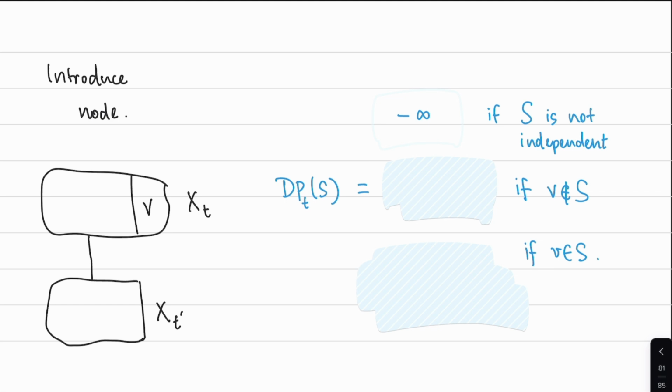If you like, you can pause the video for a moment here to think about what this should be. Alright, so what we can do if v doesn't belong to S is simply set dp_t of S to dp_t prime of S. And the intuition for that is that in Gt prime, we are looking for the max weight independent set that overlaps with Xt prime at exactly S. Notice that Xt prime and Xt are pretty much the same bags except for the vertex v. So we really can just bring this value over.